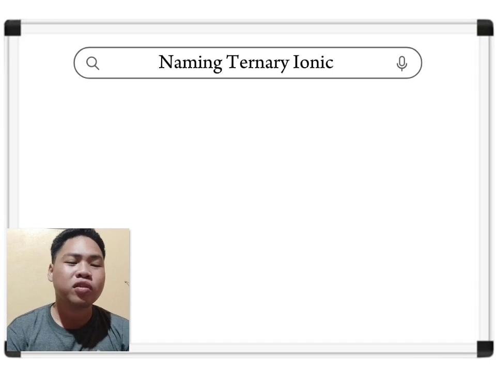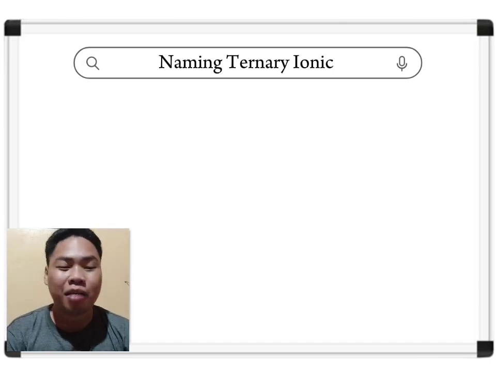So now you should be able to write the names for compounds with polyatomic ions.